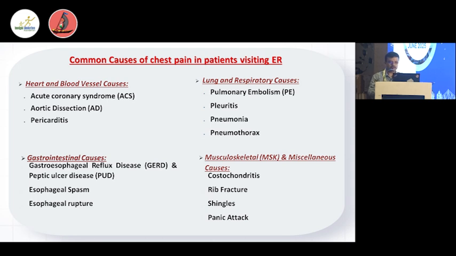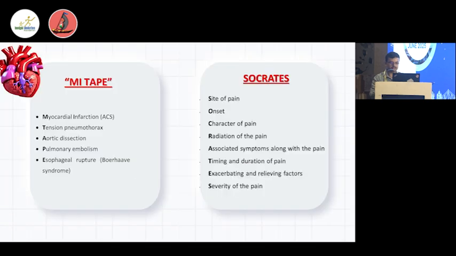So, what are the different causes of chest pain when a patient visits the ER? Grossly, there are 4 types of causes. Heart and blood vessel related, like ACS, aortic dissection, pericarditis. GI causes like GERD, peptic ulcer disease, esophageal spasm or esophageal rupture or Wheeler syndrome. Particularly for lung and respiratory causes, pulmonary embolism, pleuritis, pneumonia, pneumothorax, and some musculoskeletal causes are also there, like osteochondritis, rib fracture, shingles, and panic.